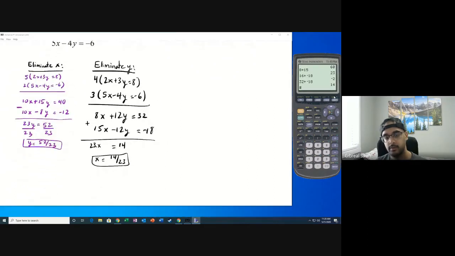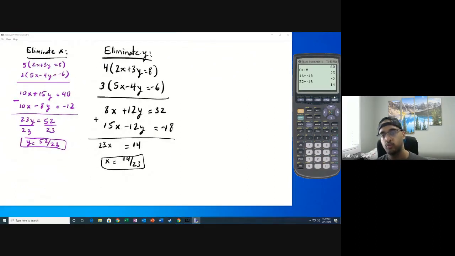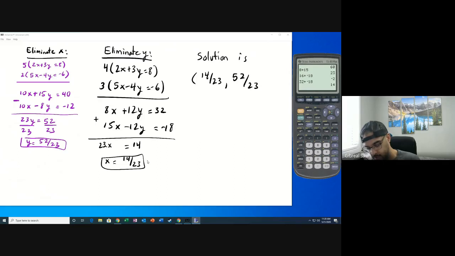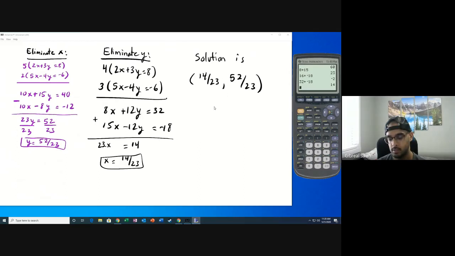So without substituting back in, you really could do elimination twice, eliminate both variables and find out what the other one is. That would be totally fine also. So there's my solution. The solution is 14 over 23 and 52 over 23. Again, not nice at all, but that is a totally acceptable intersection point for this system of equations.